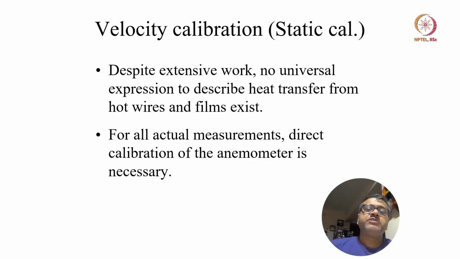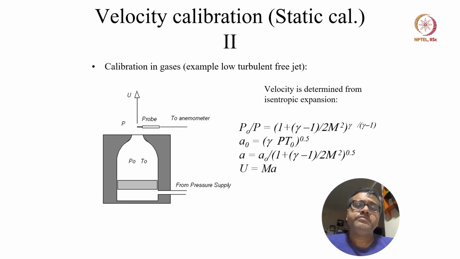So the velocity calibration, as we see, despite there being extensive work, there is no universal expression to describe the heat transfer from the hot wires and films. So for all actual measurements, direct calibration of the anemometer is necessary. There is no universal expression, because what we are using is a form for the Nusselt number which depends on the flow velocity raised to the power of something. This is static calibration.